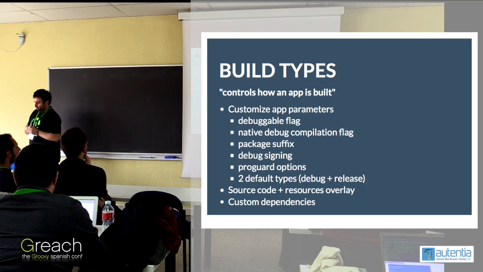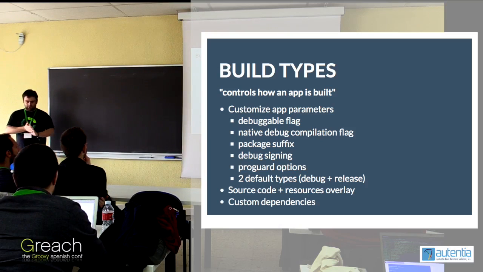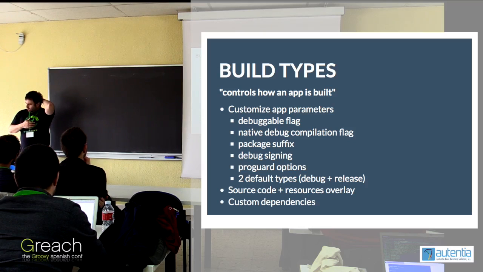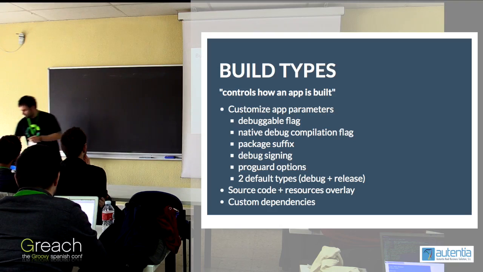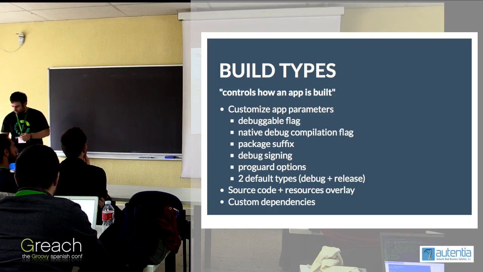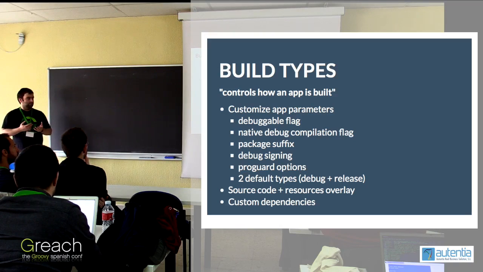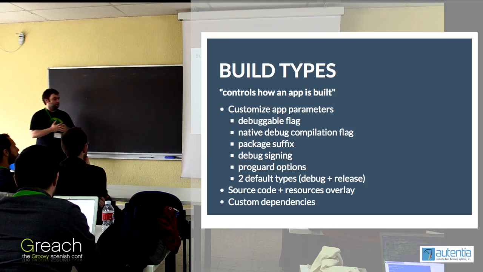So you can customize your build types to use different settings for your debug options. You can have different package suffixes. You can have different ProGuard options, and the default build type. So if you haven't declared anything, if you have a build script like that, you already have two build types defined for you. One is debug and one is release.